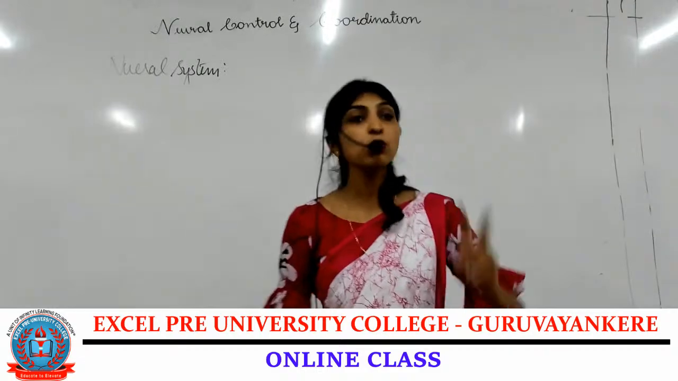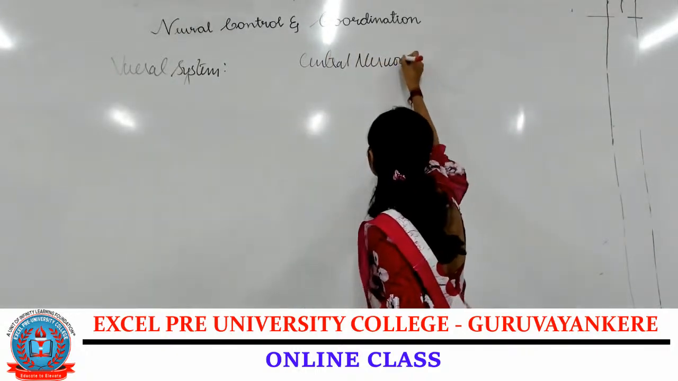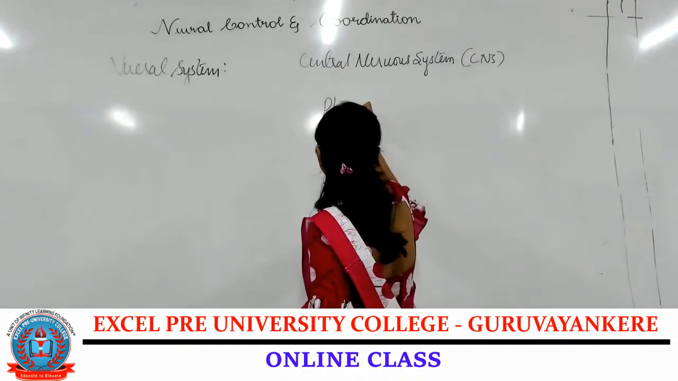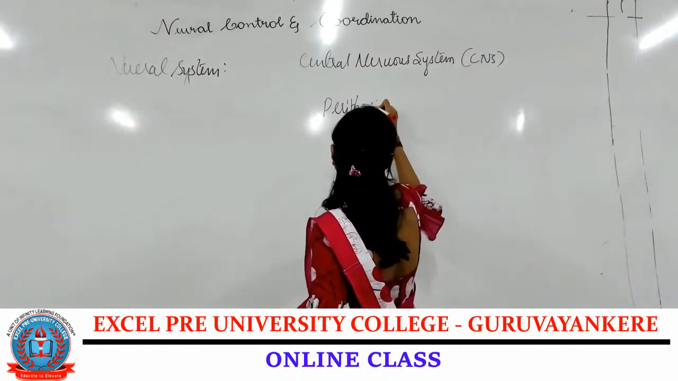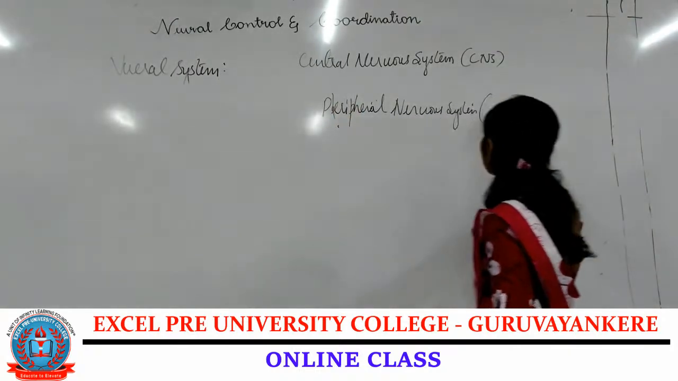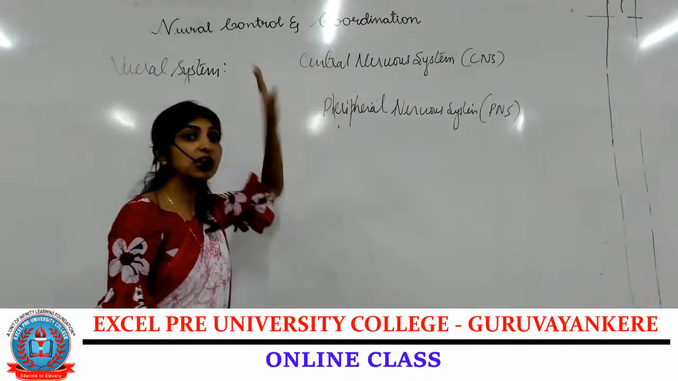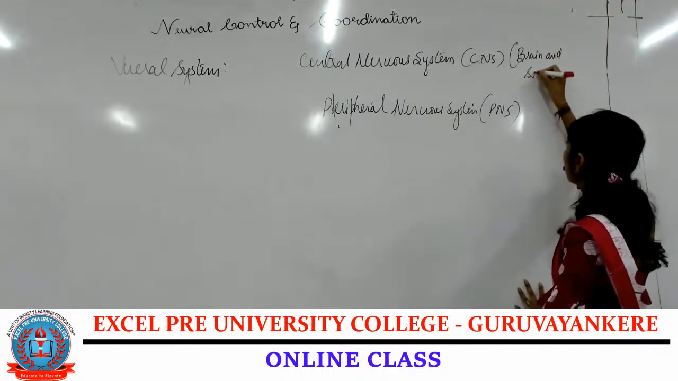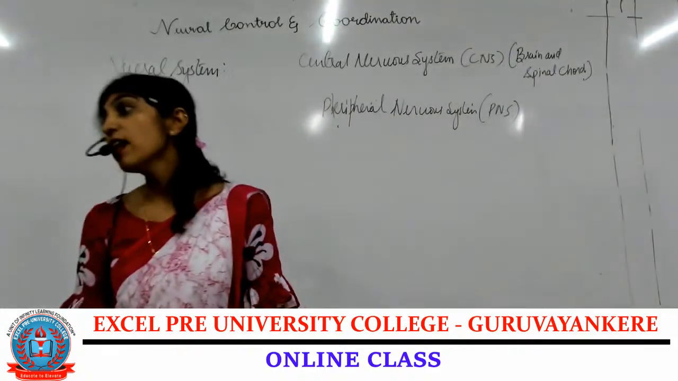mainly our nervous system includes two parts. Yes, very good. Central nervous system and peripheral nervous system, that is PNS. Here, central nervous system includes which one? Brain and spinal cord. Central nervous system includes brain and spinal cord.